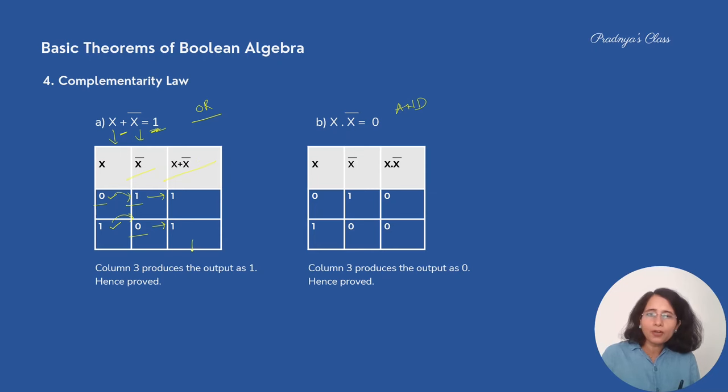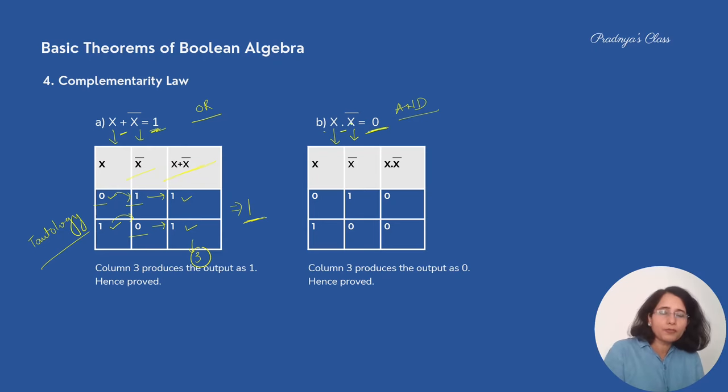Now look at column 3. We have the answer as 1 in both the places, meaning it is giving output as 1. So we have proved that x plus x bar is equal to 1. Actually it is a tautology. As we studied in the beginning, if any Boolean expression displays the result as 1, it is called a tautology. And let's study this complementary law, how it works for the AND operation. If we perform the AND operation on the variable and its complement, we get 0. So let's draw the truth table for this expression.